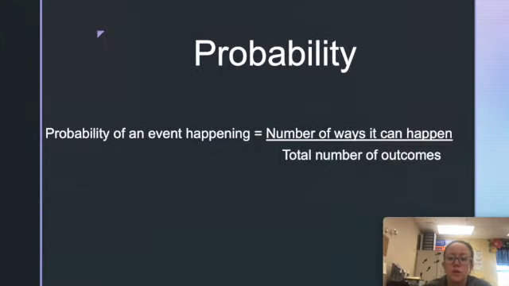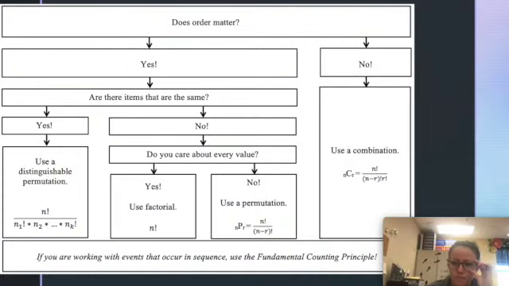All right, so remember that probability is the number of ways that something can happen out of the total number of outcomes. That's going to help us with all of our problems today. I found this free flowchart online. I thought it was very helpful. Does order matter? Are the items the same? Do you care about every value? To help us.